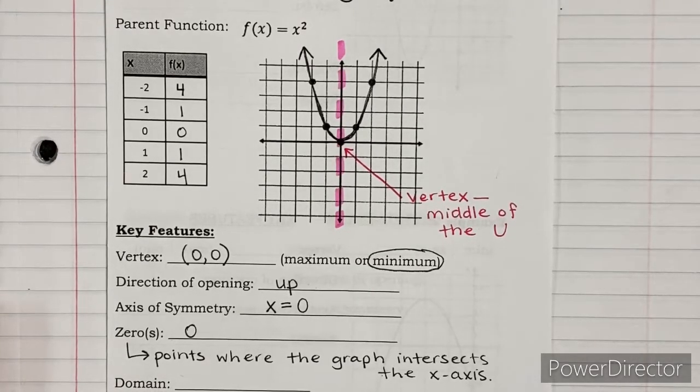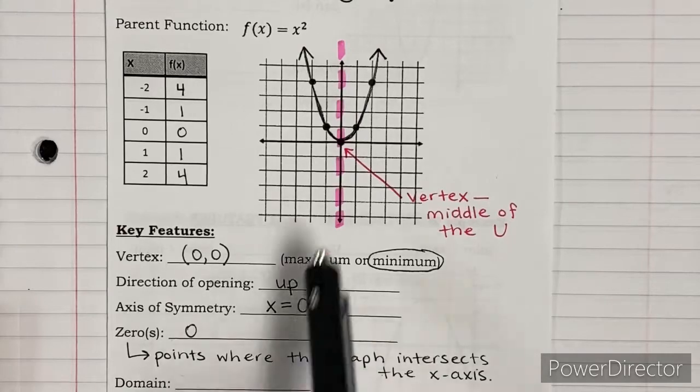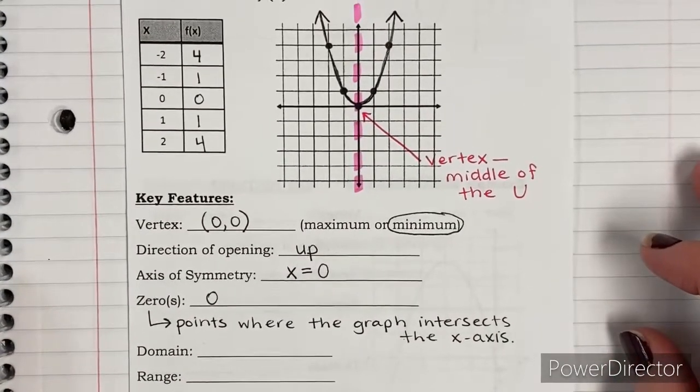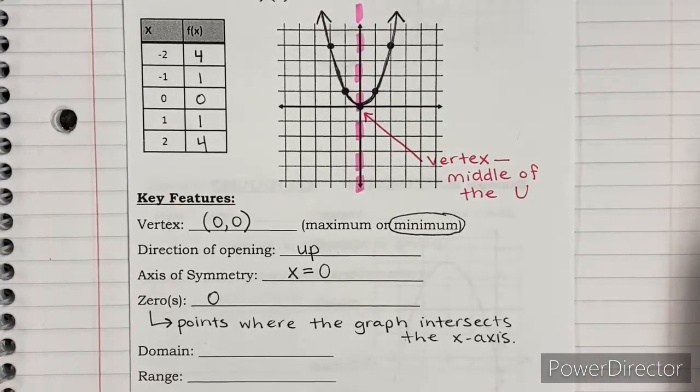Okay? Keep in mind it's not always 0 because the graph is going to be moved around. All right, and the last two that we have is domain and range. So I want you to remember domain is x values, range is y values.